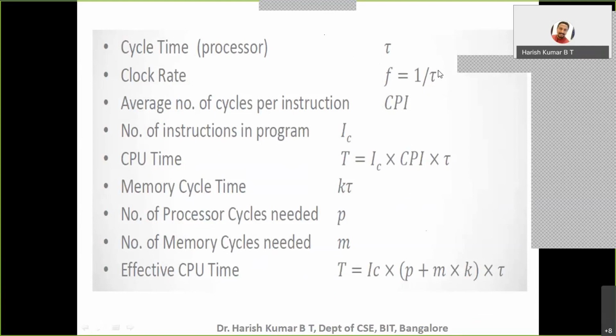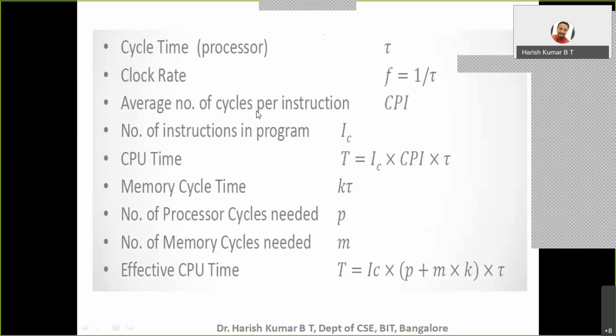Correct? If the time taken by the quartz crystal to perform one oscillation decreases, what will happen to the frequency? Increases. That means the number of oscillations made by the quartz crystal per second will increase. And similarly, if the time taken for one oscillation increases, what will happen to the frequency? Decreases. The number of oscillations made by it will decrease.